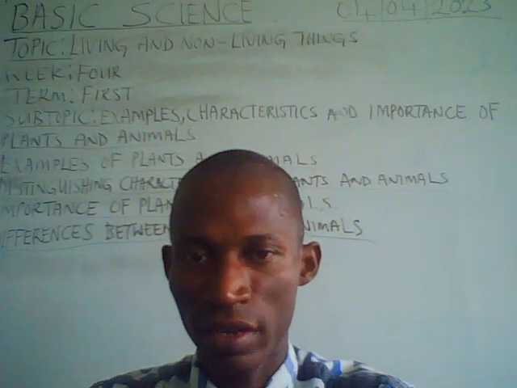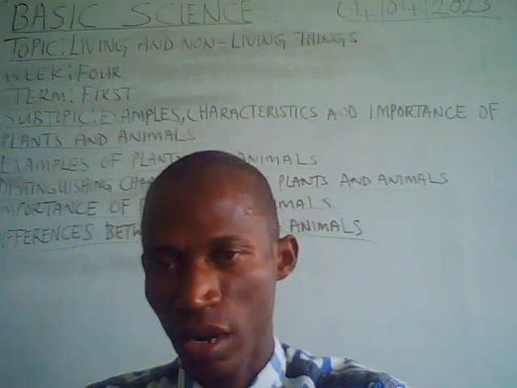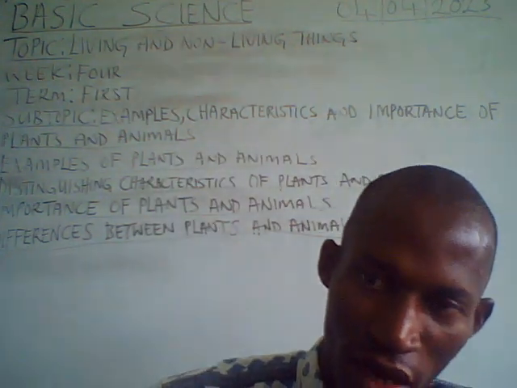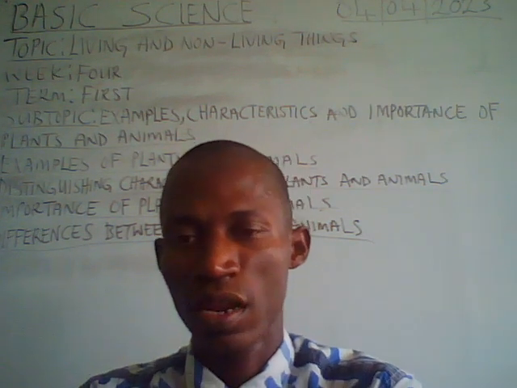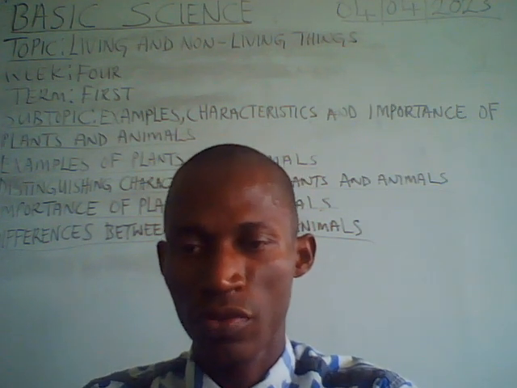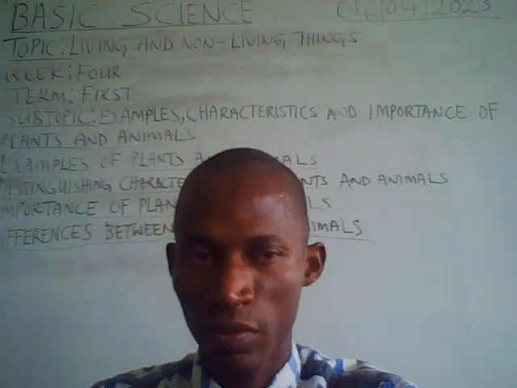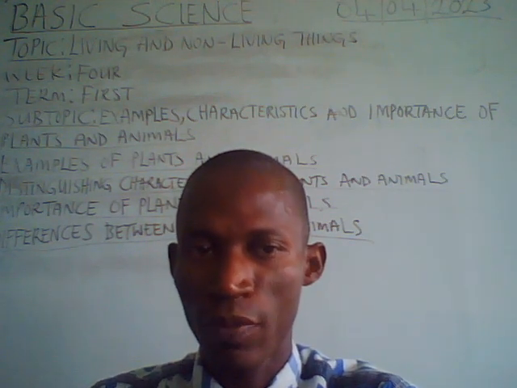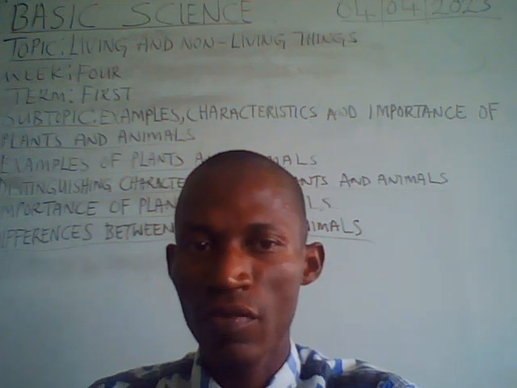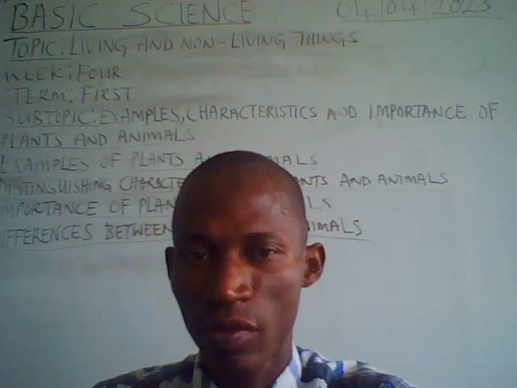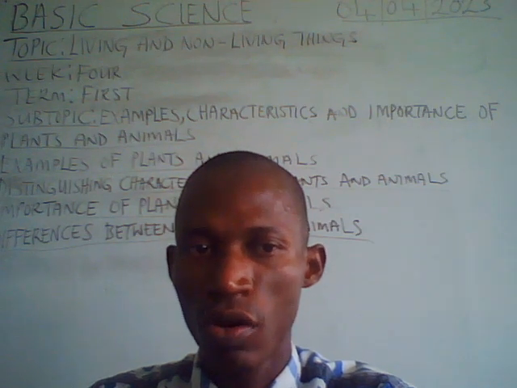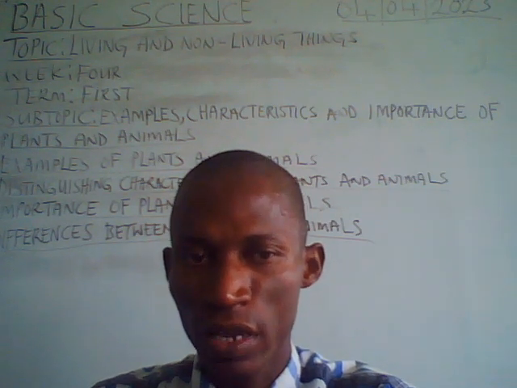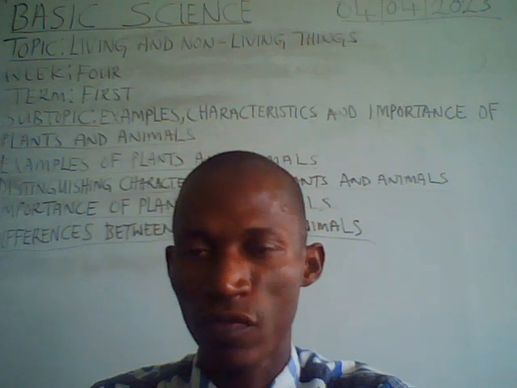Now let's look at the distinguishing characteristics of plants and animals. What distinguishes plants from animals? Animals move about from place to place. Have you ever wondered why birds fly? Why does a lion roam in a jungle? All animals move from one place to another in search of food.